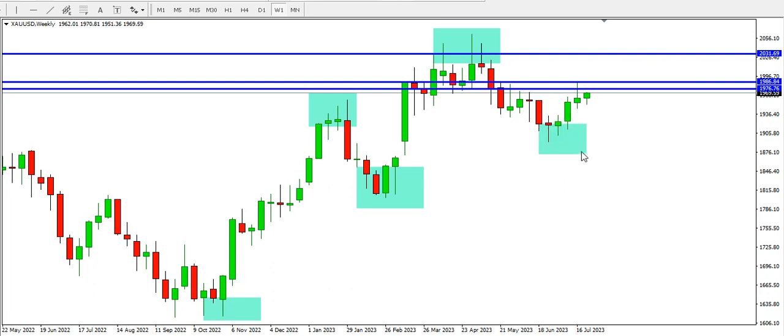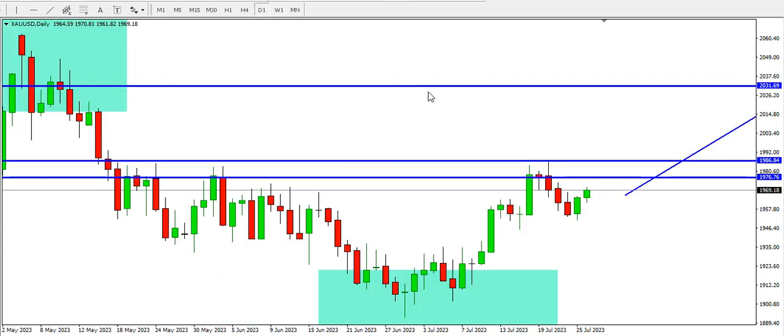I expect price to form a higher high, or price might form a double top. Okay, but I expect price to get to this high and then possibly drop or continue upwards. But the first point of call is price getting to this high. Okay, that's for the weekly time frame.